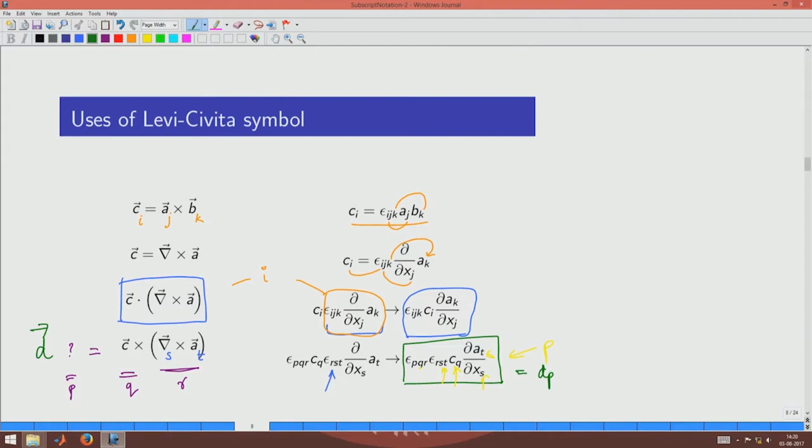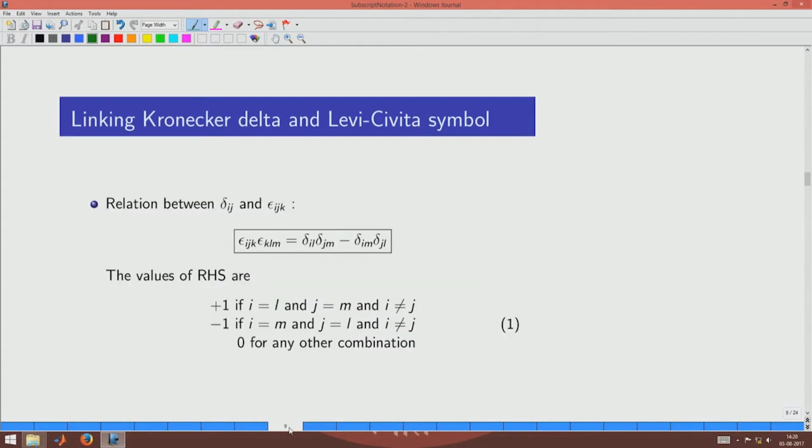Now, there are 27 values of epsilon, and there are two epsilons sitting side by side. When I want to expand this, is there any shortcut possible? Yes, there is. Whenever there are two epsilons, you can expand them as Kronecker deltas, and that will be on a slide from now. When there are two epsilons with only one index matching, we take the other two indices and make them into two pairs, and this expression is then an identity.